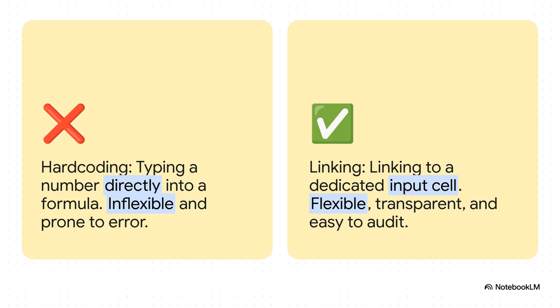Here's a perfect example of how this rule plays out in the real world. A huge mistake people make is called hard coding. That's when you type a number like, say, a 25% tax rate directly into a formula. Don't do that. The best practice is to have a special section for all your inputs, and you link your formulas to those cells. It makes your model flexible, totally transparent, and way easier to check for mistakes.